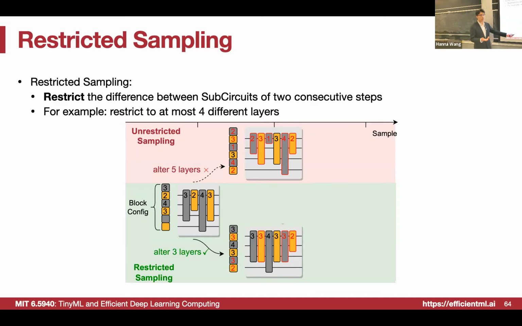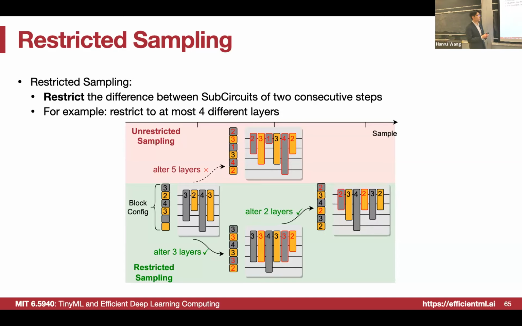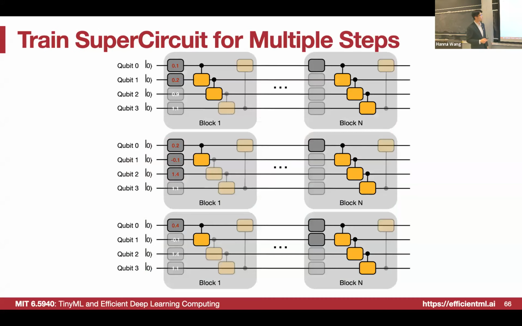But maybe we can have a threshold. Maybe 3 layers is the largest number of alternating layers between 2 steps, right? And then if we do a sampling with another step, and we find that there are only 3 layers different from the previous one, then we can accept this. So the intuition is that during 2 consecutive steps, we just want to minimize the difference, right? In that case, the training will always have a pretty nearby trajectory on the whole landscape. So that is called the restricted sampling of the super circuit training process. And for the next step, if we find that there are only 2 layers different, then we can just accept this step.